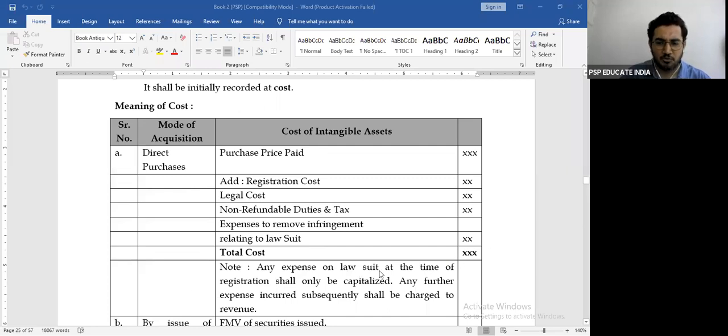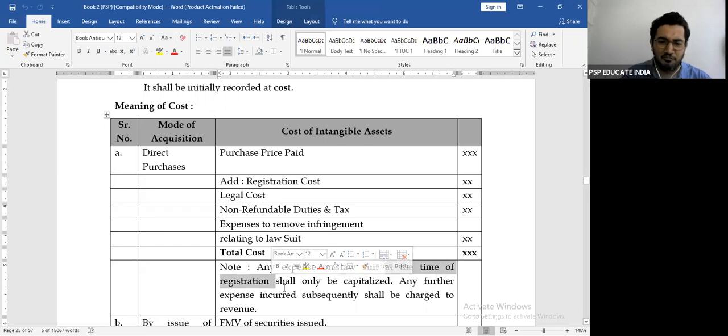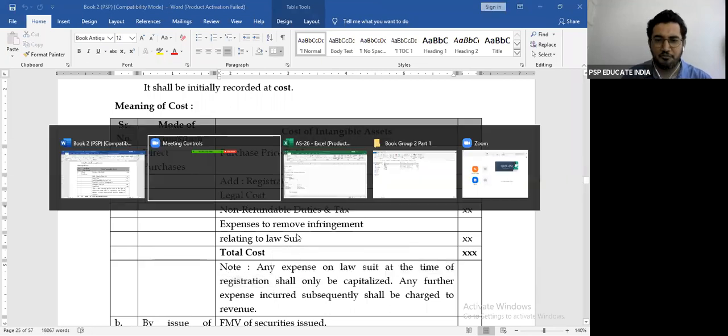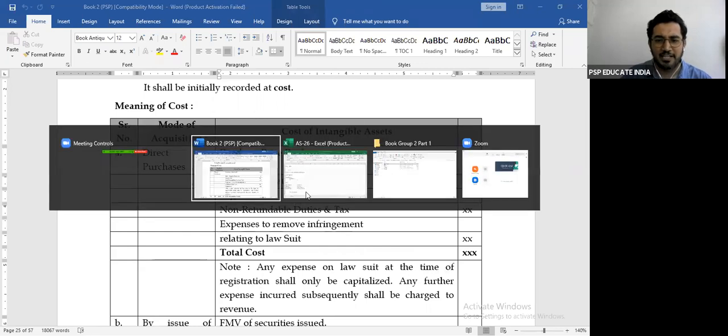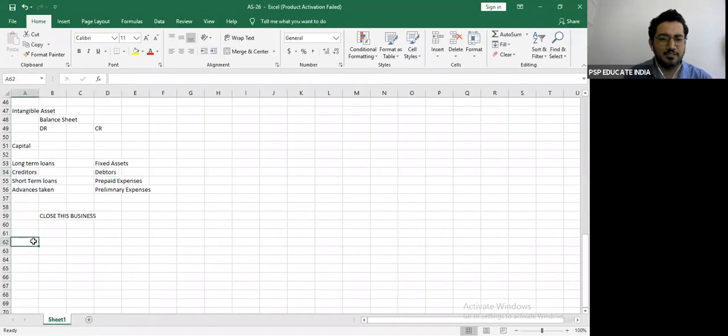Any expense on lawsuit at the time of registration, please underline this, at the time of registration shall only be capitalized. Any further expense incurred subsequently will be charged to the profit and loss account. So any subsequent expenditure will go to the profit and loss account. Let's quickly understand this. Say, for example, I want to buy one intangible asset of 1,50,000. When I go to buy, the person who is selling tells me that there is an ongoing case on this intangible.